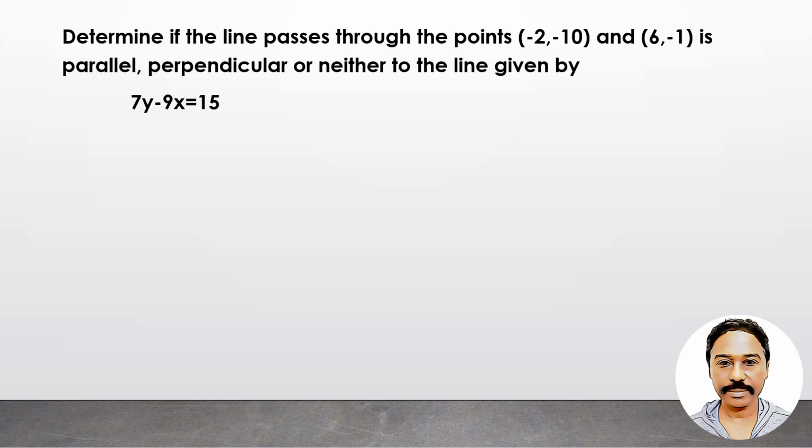To solve such a problem, we need the equation of the line that passes through the 2 points given. Then we have to take the slope of that line and compare it to the slope of the given line, by the equation 7y minus 9x equals 15.